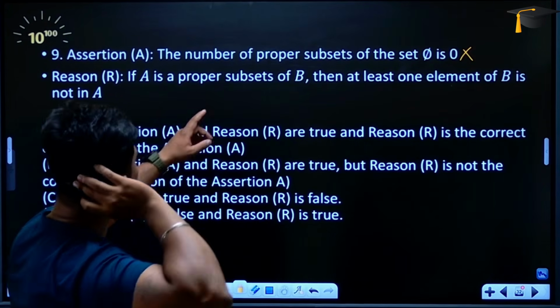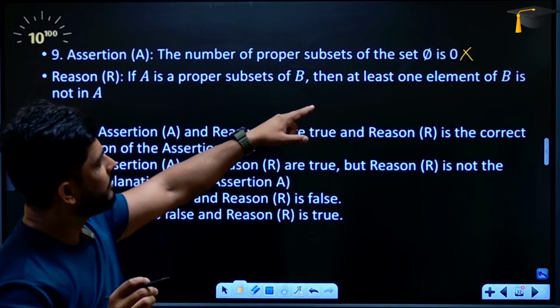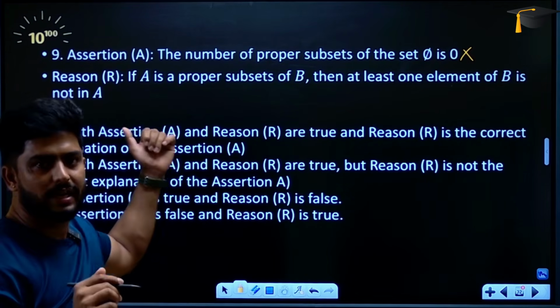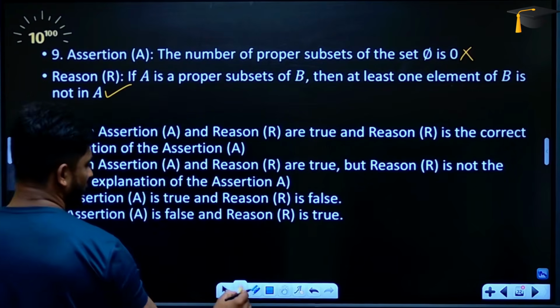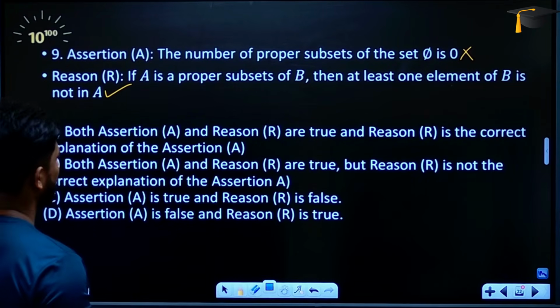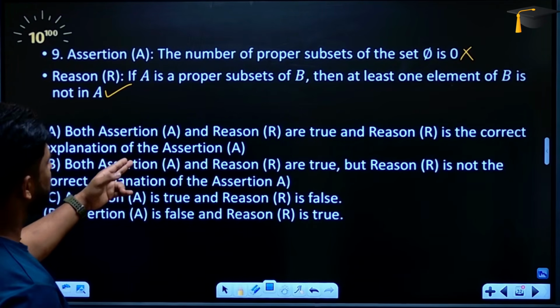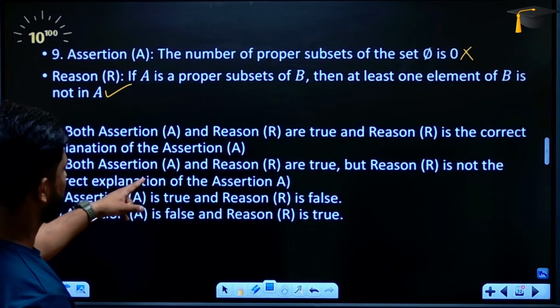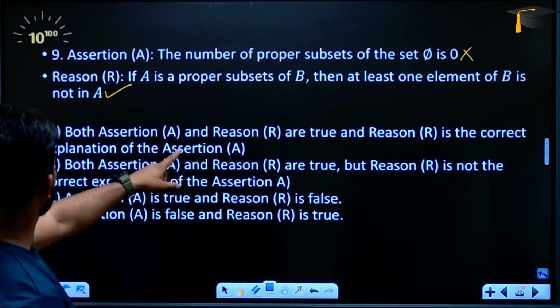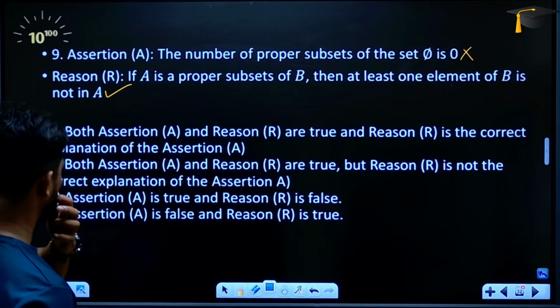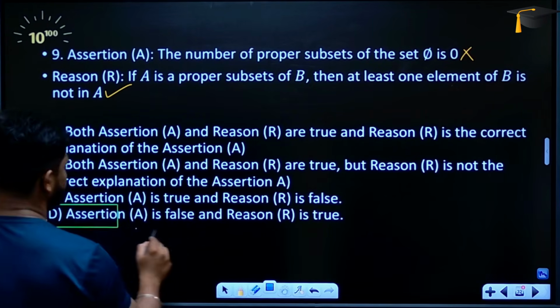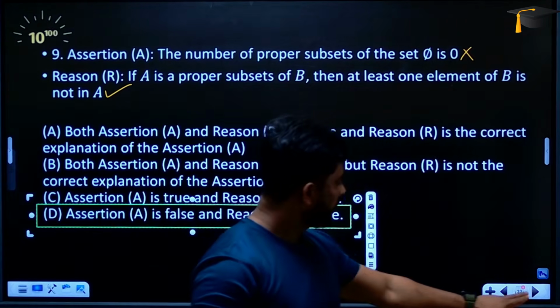If A is a proper subset of B, then at least one element of B is not in A. Yeah, it's correct actually. Equal agiribadu. So statement 2 is correct, Makle. So statement 1 is wrong and statement 2 is correct. Assertion is false and reason is true. Option D. Yeah. Okay. Next.